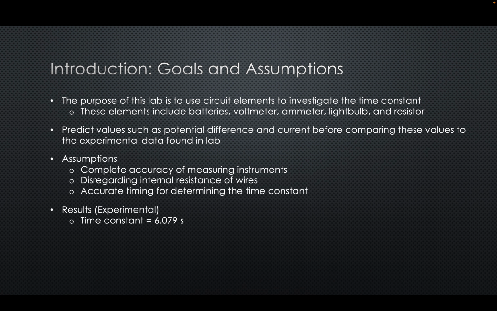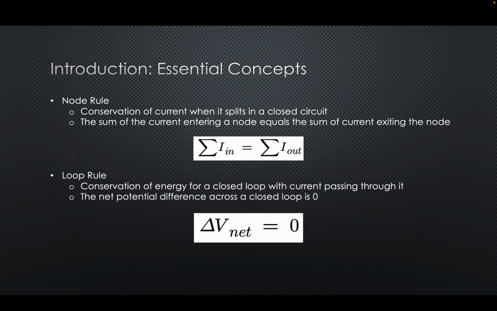And here we're assuming accuracy of measuring instruments. We're disregarding the internal resistance of wires because we're doing this lab in real life instead of using the simulation as in the directions. And our major finding was that the time constant was equal to 6.079 seconds.